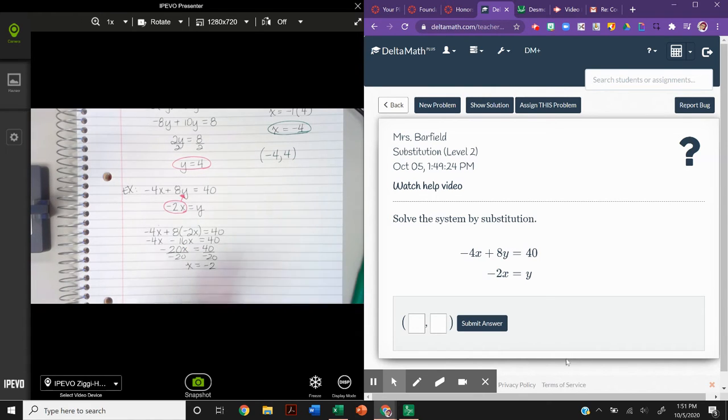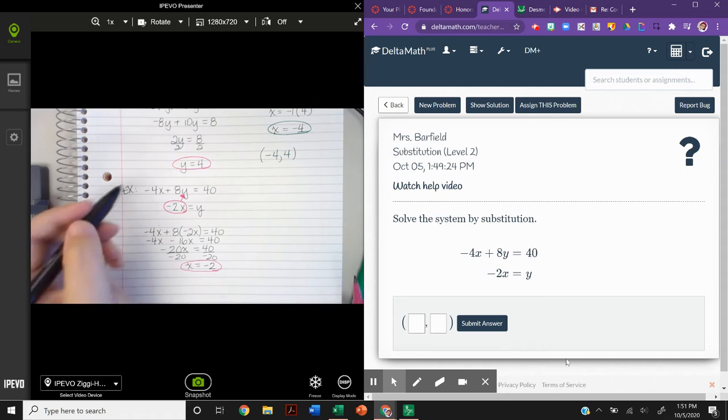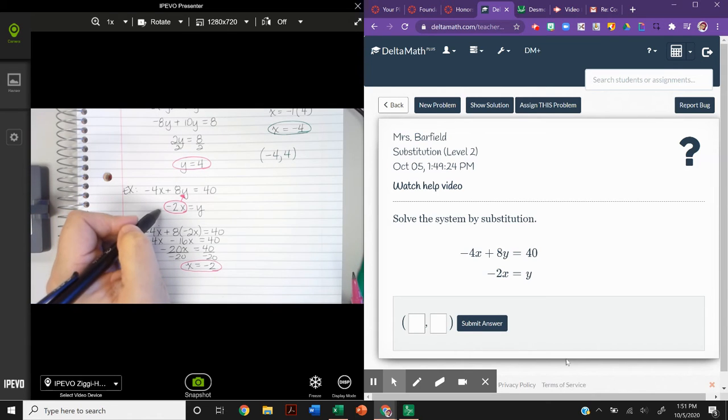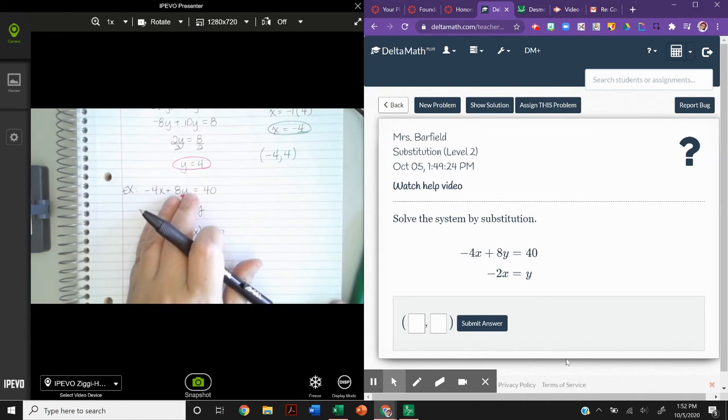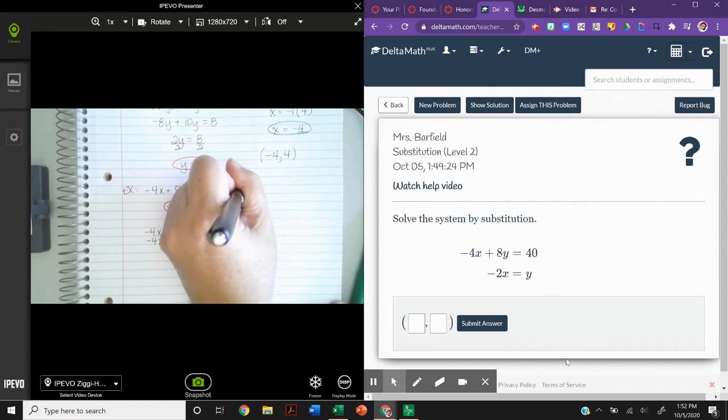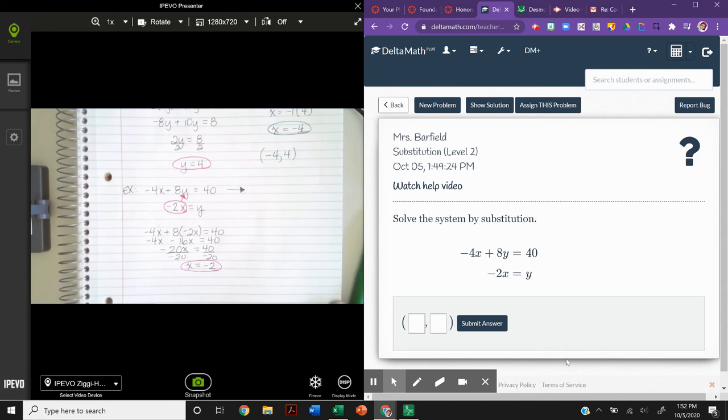Now I'm going to take x equals negative 2 and plug it into whichever equation looks easier to me. It's all about what's easier for you, not what's easier for me. If it's easier for you to take x equals negative 2 and plug it into the first equation, you do that. You will get the same answer. I'll give you two examples. I'll plug it into both.